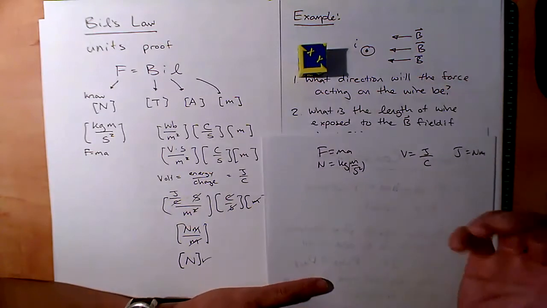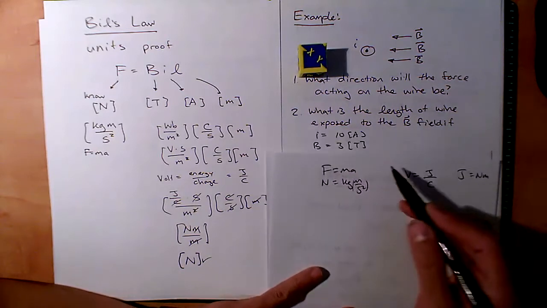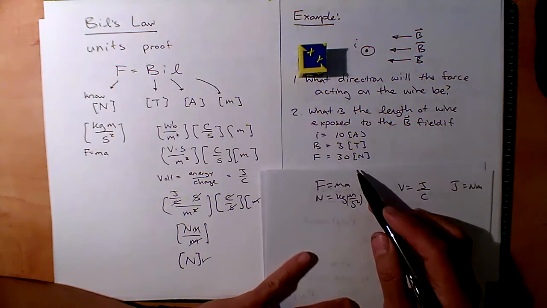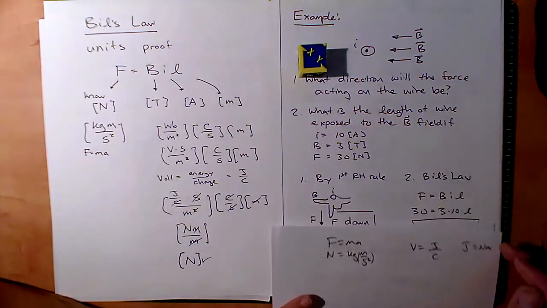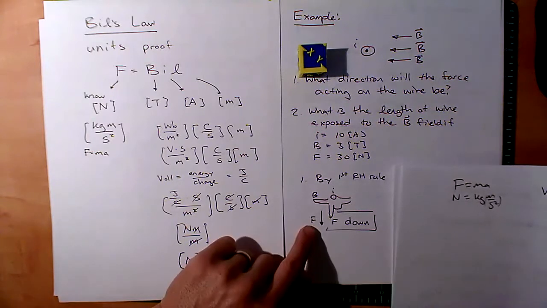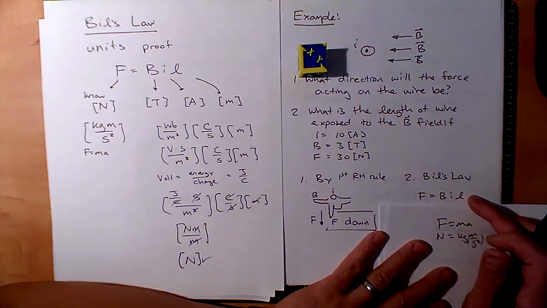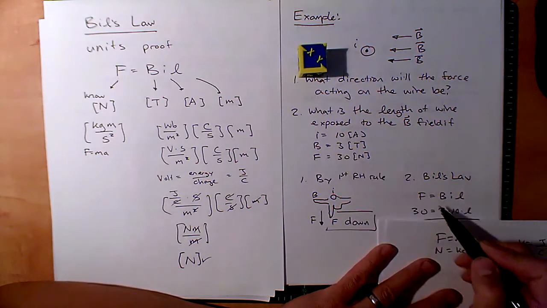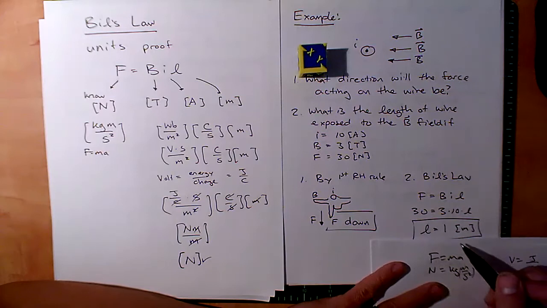Okay. The other question is, what is the length of wire exposed to the B field if I is 10 amps, B is 3 Teslas, F is 30? So we can write the Bill's law. Well, it looks like I have a solution here. Yep, F is down, good. But we can look at the Bill's law, F equals BIL, good. And we can start punching the numbers: 30 for F, 3 for the magnitude of the flux density, 10 for the current, solve for L, looks like 1 meter.